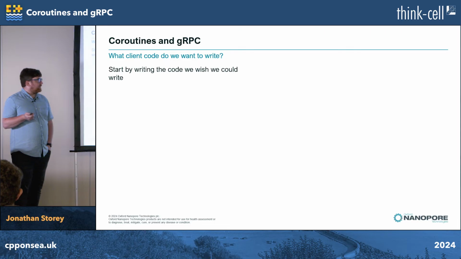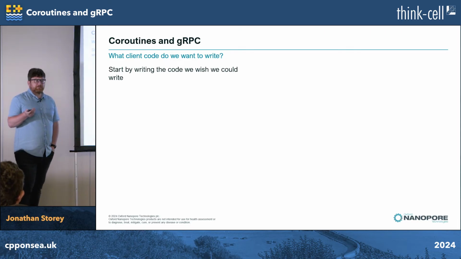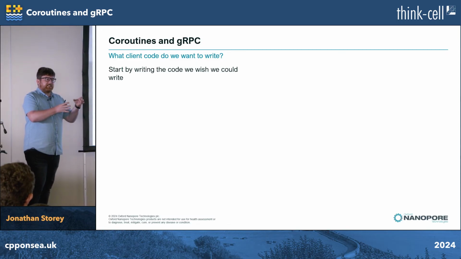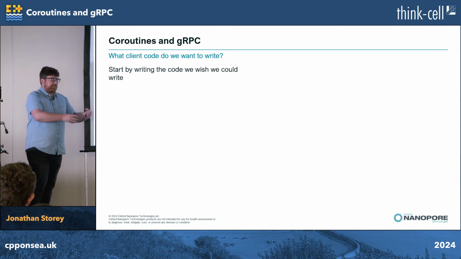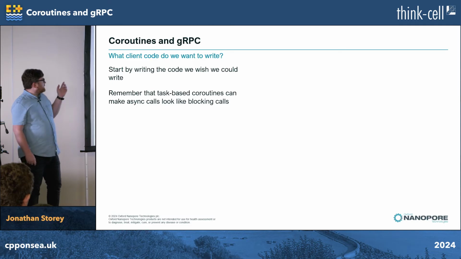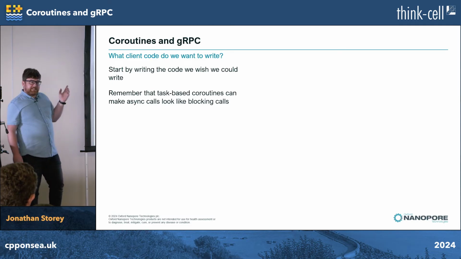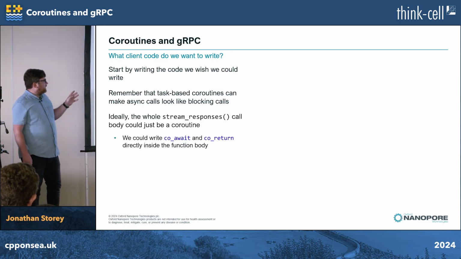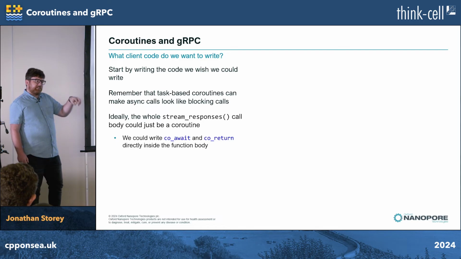So we start by writing the code we wish we could write. I can't remember who said it, I heard it in a talk. A good way to design something is to write the user code that you want to be able to write, and then try and write the support code to enable that user code. So we remember from the first part that task-based coroutines can make async calls look like blocking calls, but underneath the hood, they're async and performant. And ideally, the whole of the stream responses call body could just be a coroutine, so we can use co-await and co-return directly inside the function body.